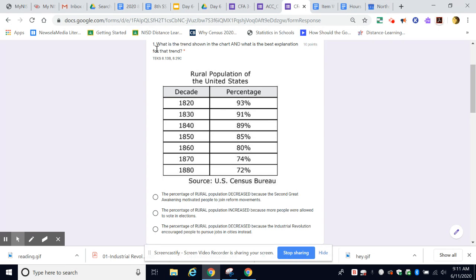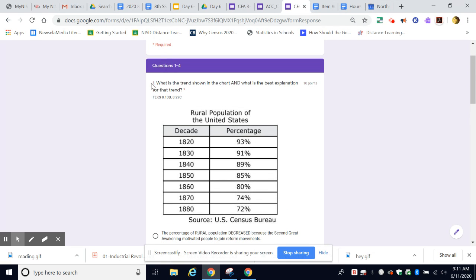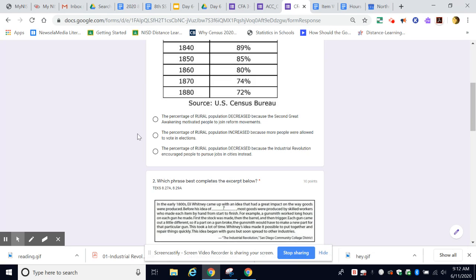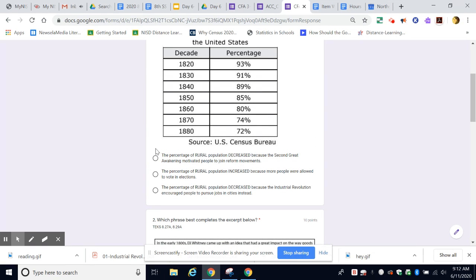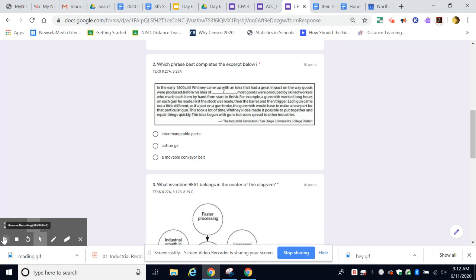So let's look at our question again, then we'll look at the answer choices. What's the trend shown in the chart, and what's the best explanation for that trend? So let's look at our answer choices. It says the percentage of rural population decreased because the Second Great Awakening motivated people to join reform movements. The percentage of rural population increased because more people were allowed to vote in elections. Or the percentage of rural population decreased because the Industrial Revolution encouraged people to pursue jobs in cities instead. Okay, so please answer number 1, and then we'll go to number 2.